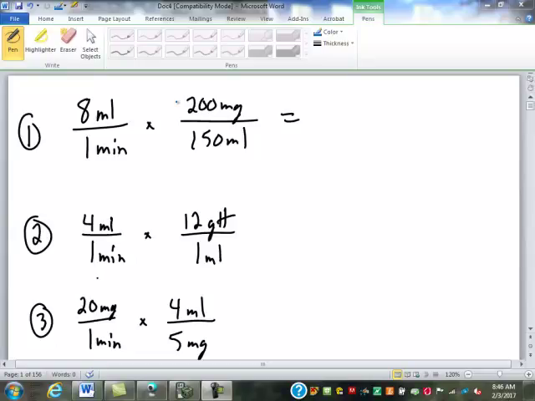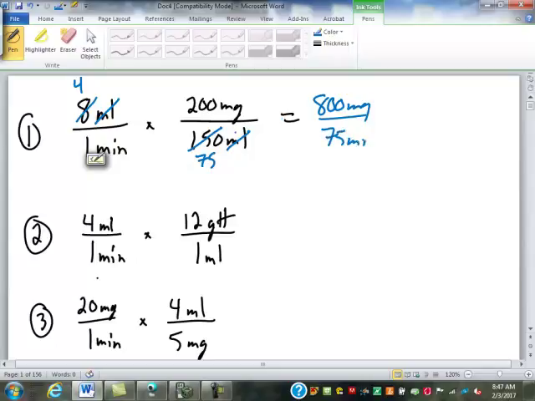Okay, so this first one here, we're multiplying fractions, but I added the units into it. So what we have to deal with is we're going to cross cancel, but not just with the numbers, also with the units. So here, the 8 and the 150 can both be divided by 2 to give me 4 and 75. But the milliliters can also cross cancel out. 4 times 200 milligrams is 800 milligrams. 1 minute times 75 is 75 minutes.